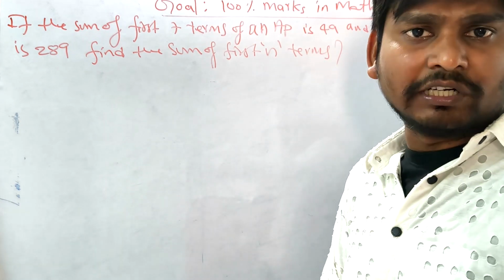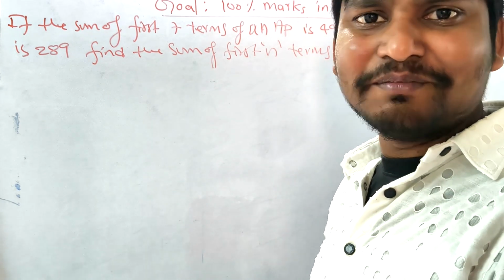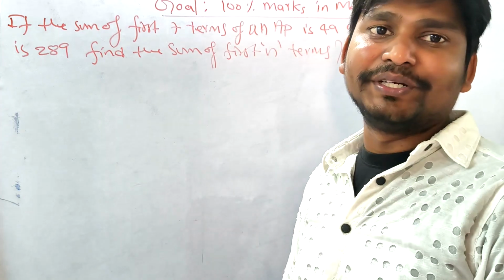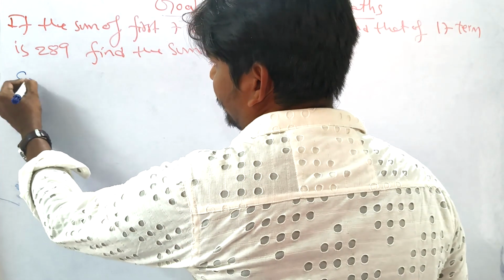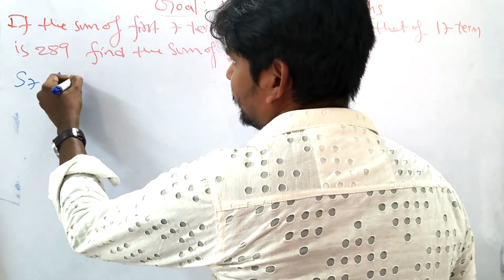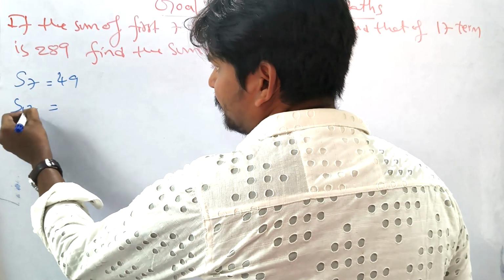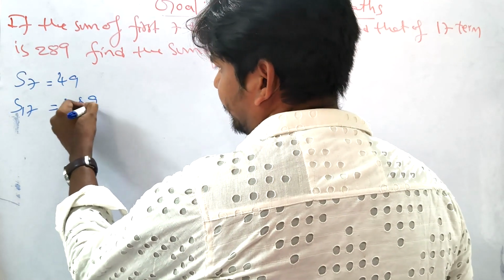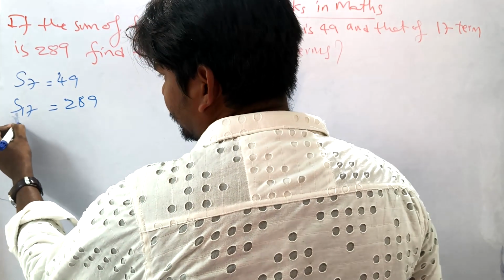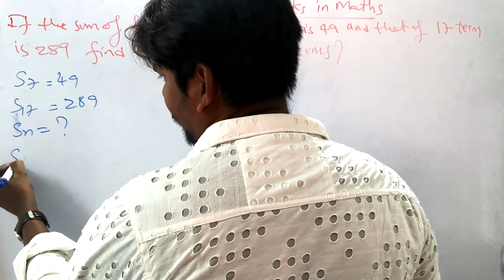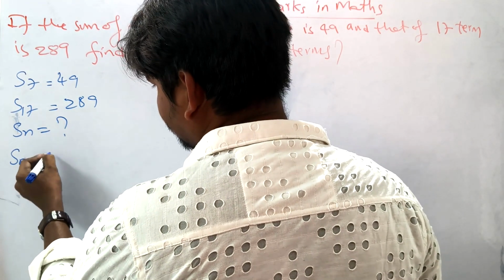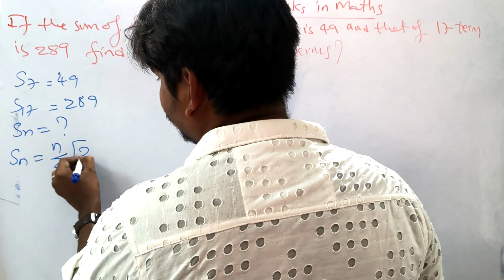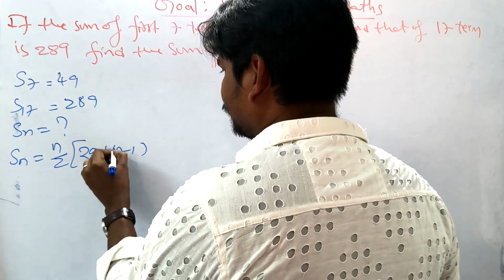Let's see. We know the formula: the sum of n terms is equal to n by 2 into 2a plus n minus 1 into d. By using that, see what is the given information right here. S7 is 49. S17, the sum of the first 17 terms, is 289. We have to find Sn. What is the formula? Sn is equal to n by 2 into 2a plus n minus 1 into d.